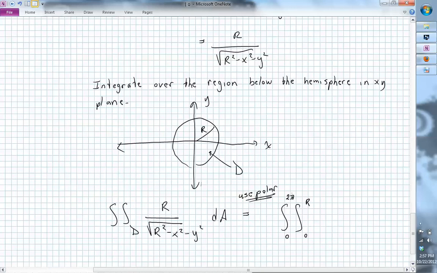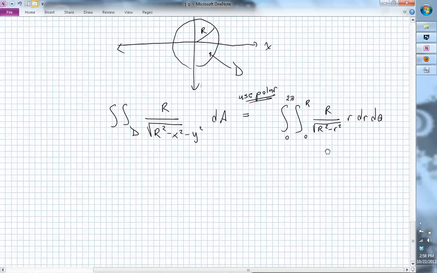The integrand. How does the integrand change in particular? What's the denominator going to look like? Square root of big R squared minus little r squared. Good. And dA becomes r dr d theta. Yep. Is that a doable integral? Yeah, it's not bad. There's a u substitution here. We'll let u be this, and we've got a ready-made du sitting out there.